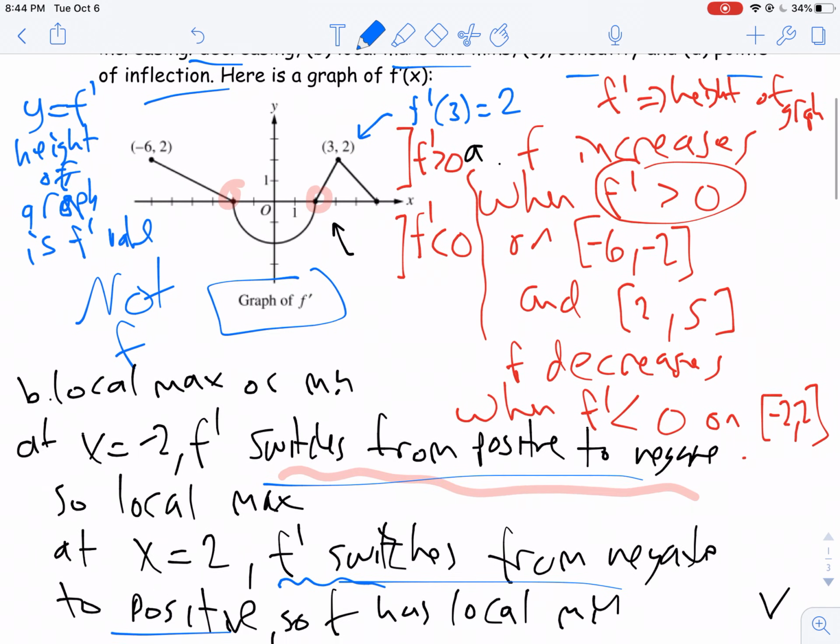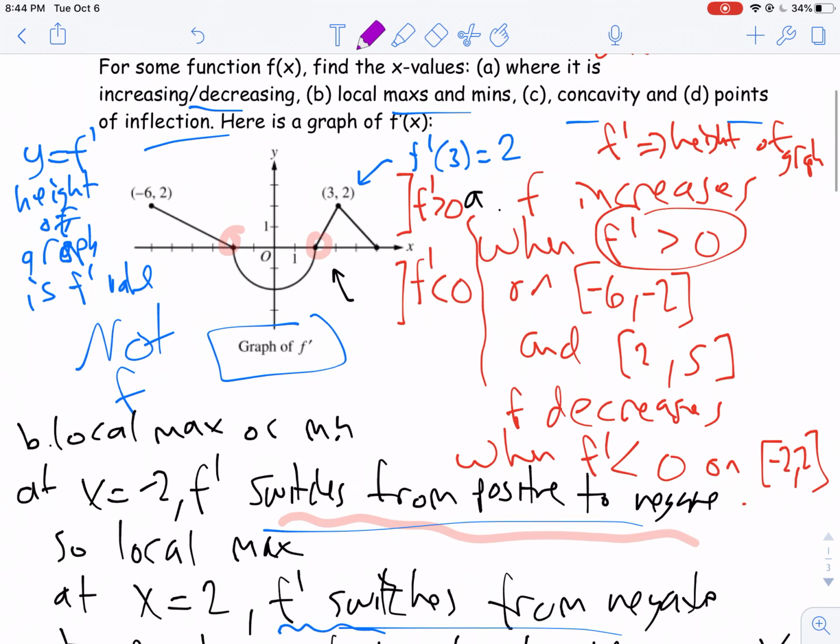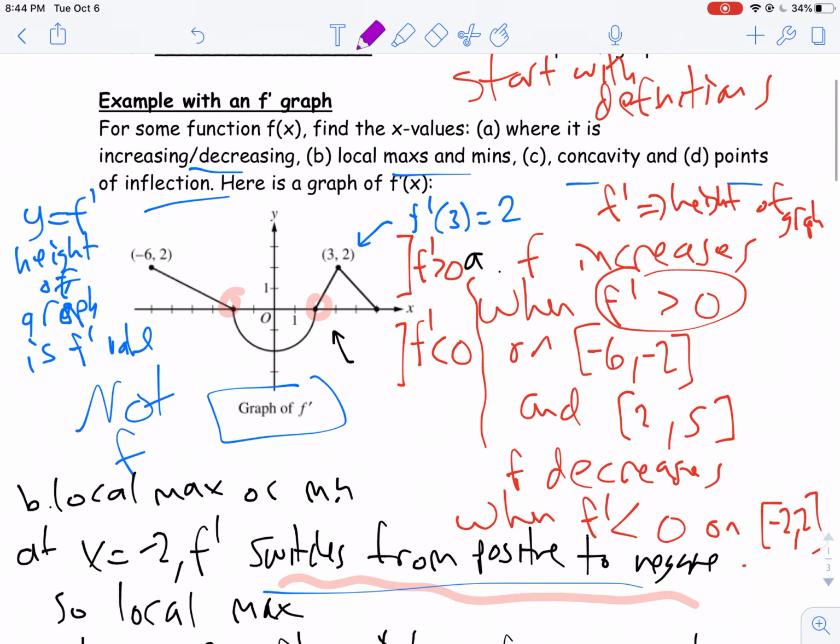Okay, now I also asked you about concavity and then points of inflection. So let's go with those definitions as well. You are concave up when your f double prime is greater than 0. So how do we see f double prime in this graph? Well, that's something worth thinking about.